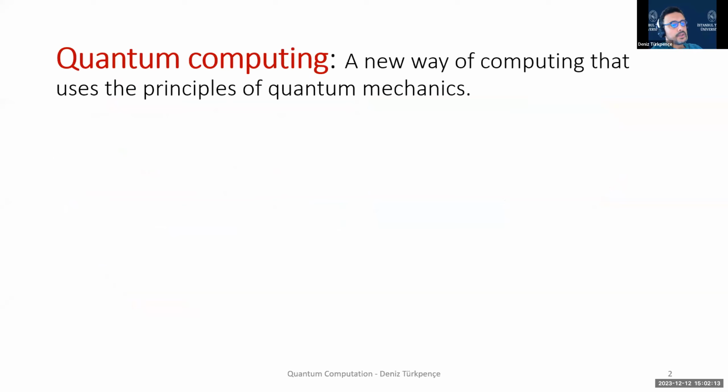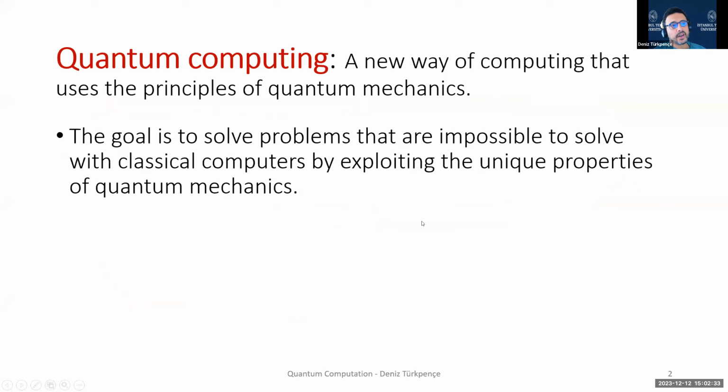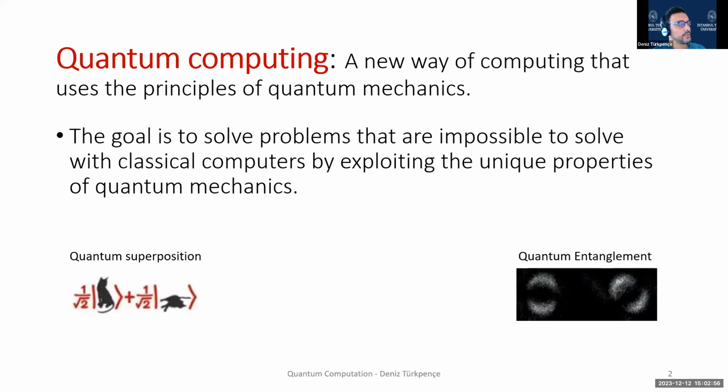First, I would like to start from the definitions of quantum computing and why we are interested in this. What is quantum computing? In fact, quantum computing is a new way of computing that uses the principles of quantum mechanics. So here the goal is to solve problems that are believed to be impossible with classical computers by exploiting the unique properties of quantum mechanics. One of these properties is quantum superposition, and the other is one step farther than superposition: quantum entanglement, which is known as the bipartite or multipartite version of superposition with inseparable states.